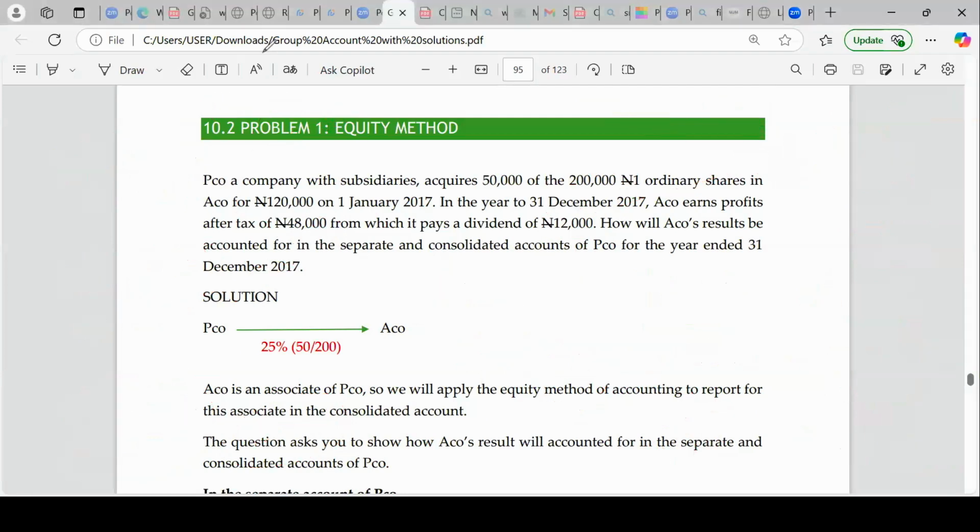No. Hello? Hello, what is the part that is missing? What is not clear? I'm a bit confused. When you calculated the 25% of the profit and we added it to the statement of financial position of the group, how come we are now adding it again as retained earnings? I'm a bit confused. 25% of 48,000. You did that, right? And yes, it was added to 120,000.